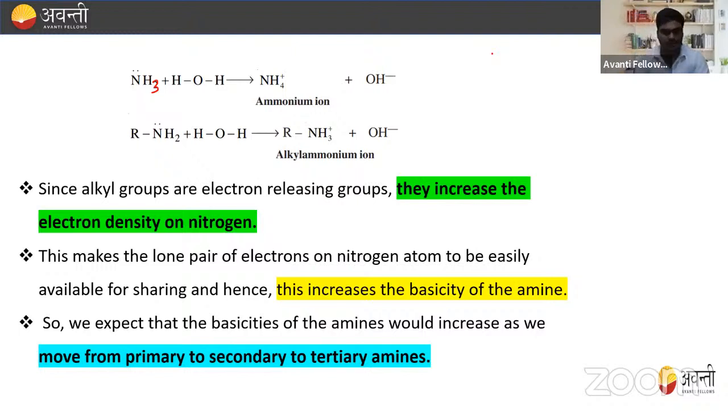So I hope this is clear to you, right? So we expect that the basicity of amine would increase as we move from primary to secondary to the tertiary.